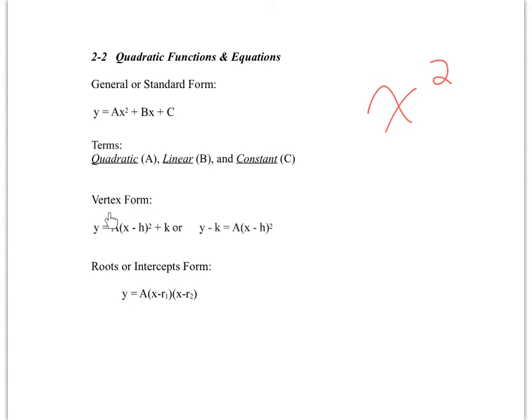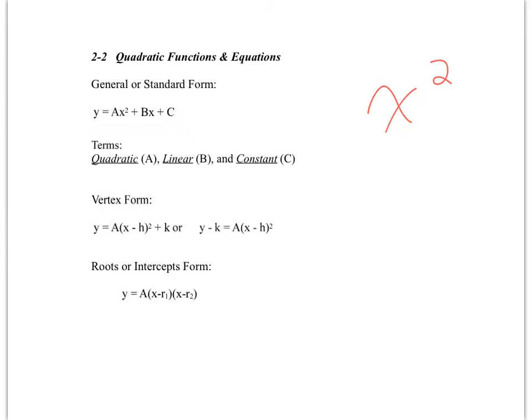Vertex form we learned last time is y equals a times (x minus h) squared plus k. Or sometimes some teachers do it this way, but we won't do it in my class: y minus k equals a(x minus h) squared, where we move the k to the other side. And thirdly, we have roots or intercepts form, which is the factored form of our quadratic equation. We have the same a. You have (x minus r1) times (x minus r2), where r1 and r2 are my roots or my zeros of the quadratic function. They are my x-intercepts.